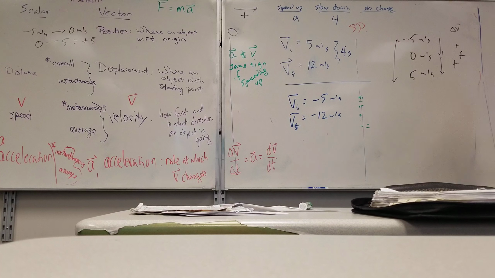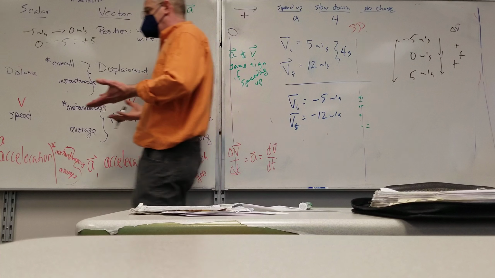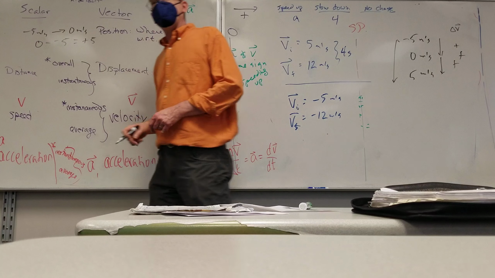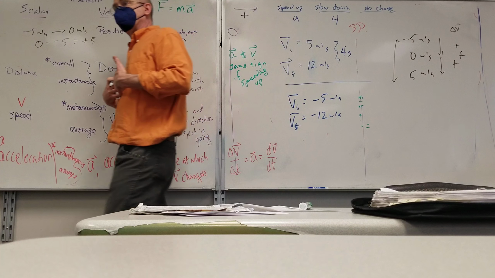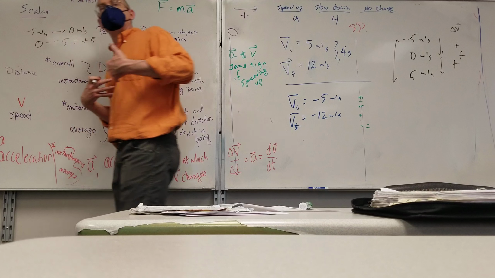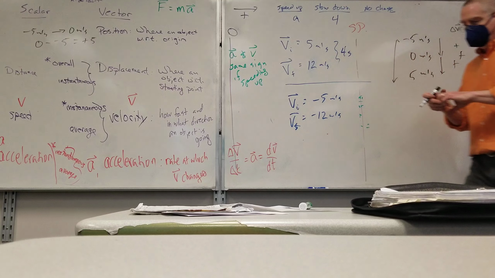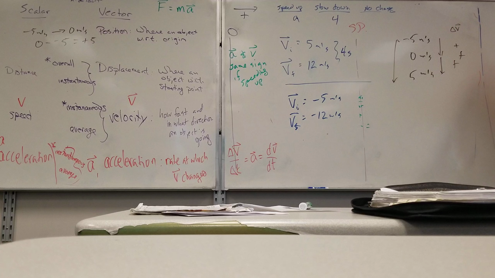Another way of looking at it, if I am moving in the negative direction and I turn around, the only way I can do that is there's got to be some force pushing me that way. That force first slows me down, stops me, and then pushes me back. So the force has to be in the positive direction. Acceleration is positive.